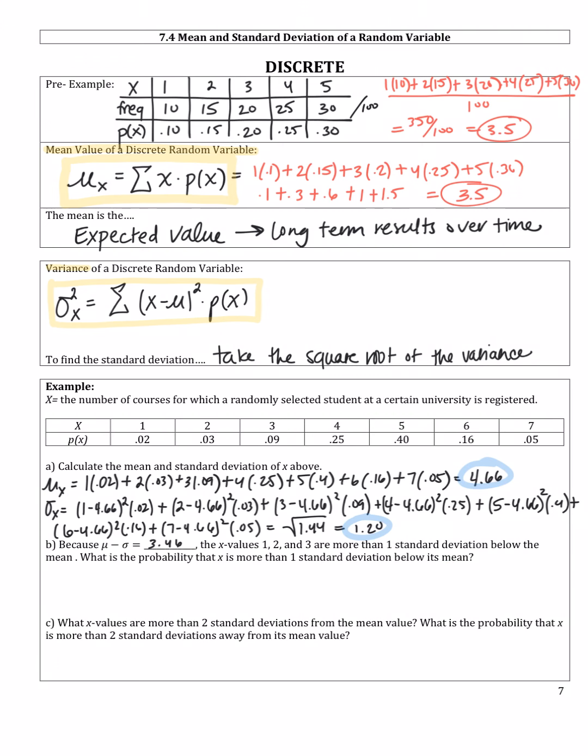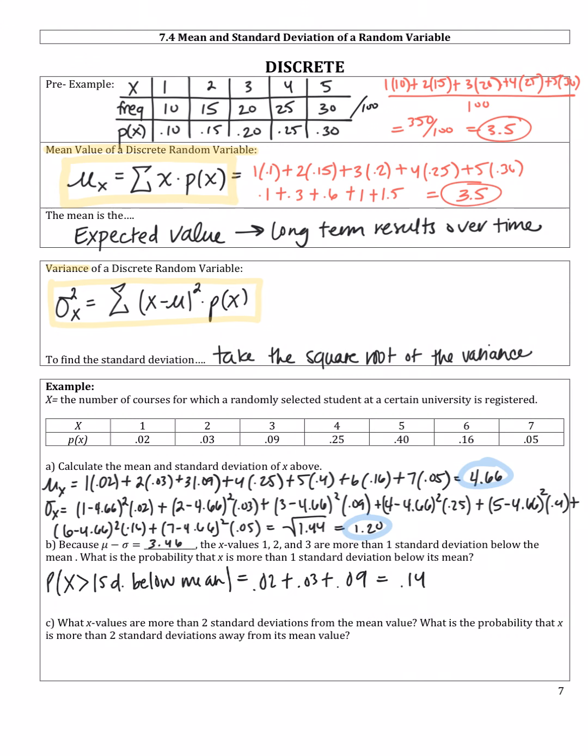Okay, we can just add those probabilities together of 1, 2, and 3. So the probability of x being more than 1 standard deviation below the mean is equal to 0.02 plus 0.03 plus 0.09, and that would be 0.14, or 14%.